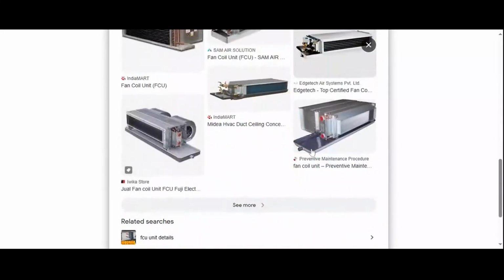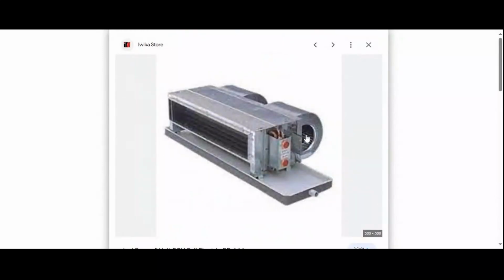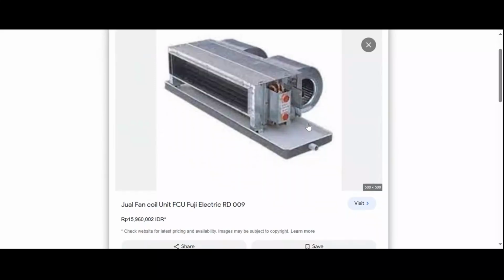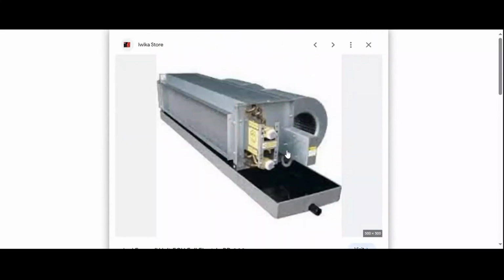So an FCU will not have any outer panels, sir. Why? Because you can see the blowers very clearly here. FCUs will not have any outer panels because FCUs are concealed. We place them in concealed spaces. Okay.